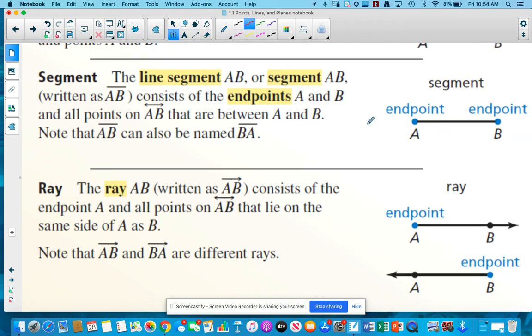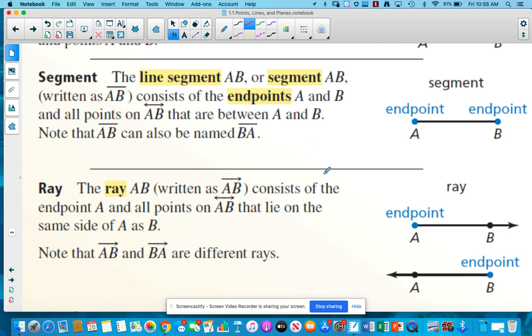Line segment AB, or segment AB, consists of two endpoints, A and B, and all points on line AB that are between A and B. It can also be named BA. We would call this segment AB because there are two endpoints, or you could say segment BA. And notice when they name them, they do not have the arrows at the end.